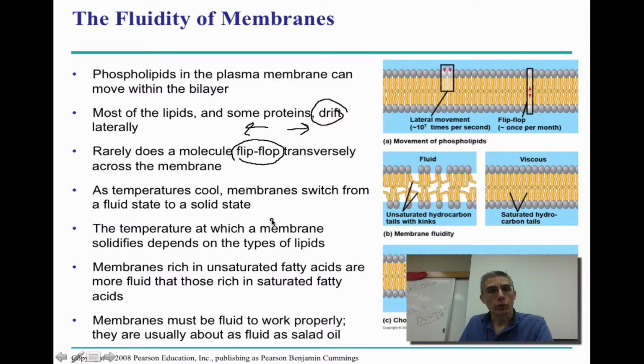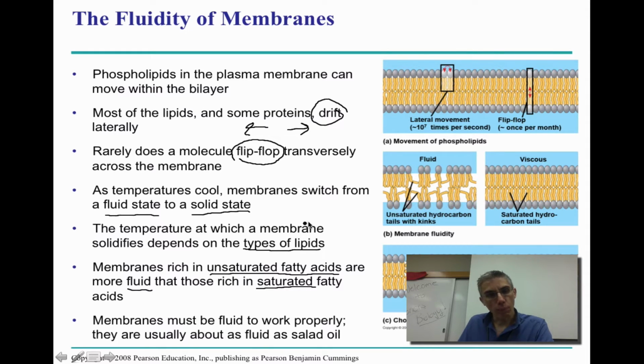As temperatures cool, and temperature is going to have a big play in this, membranes are going to switch from a fluid state to a more solid state. And if you think about water, as water cools, it does become more solid. The temperature at which a membrane solidifies is going to depend on the different types of lipids that you would find in that membrane. So membranes rich in unsaturated fatty acids are considered more fluid than those rich in saturated fatty acids.